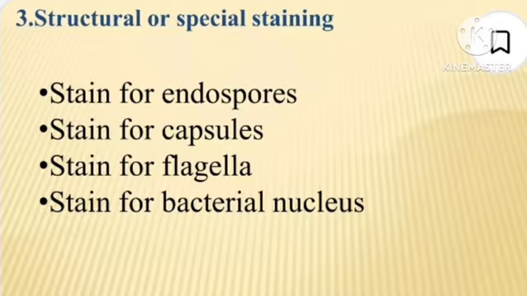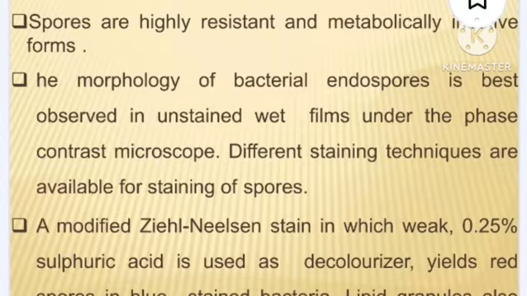The third type is structural and special staining: endospore, capsule, flagella, and bacterial nucleus. Special staining uses specialized techniques designed to identify specific internal or external structures within a bacterial species. Spores are highly resistant and metabolically inactive. Endospores are best observed with the modified Ziehl-Neelsen staining.